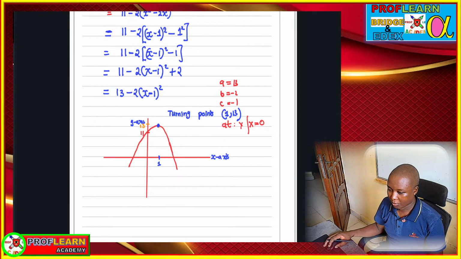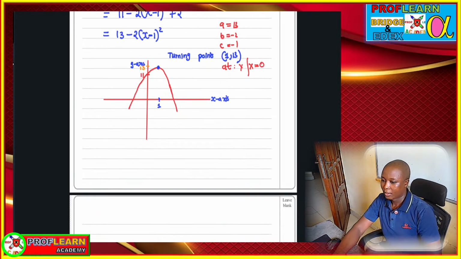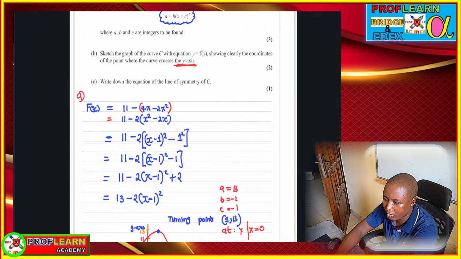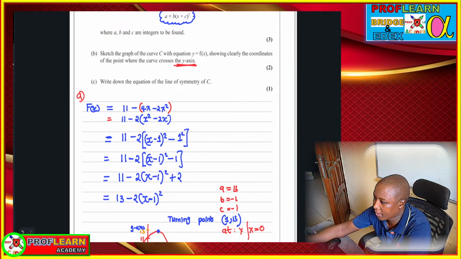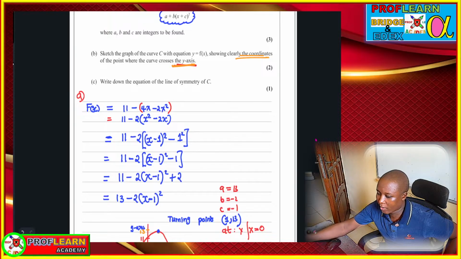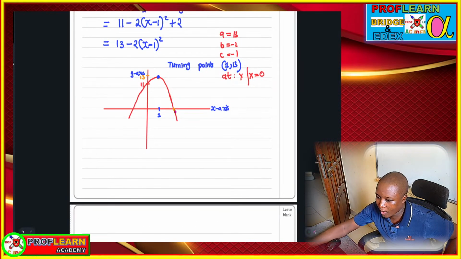So any question up to that point? If there is any question, you can just write in the chat section. Is there need to write the values of x? So the question is saying, showing clearly coordinates of the point where it crosses the y-axis. So that's why you can see I'm not really focusing on what coordinates we have here.